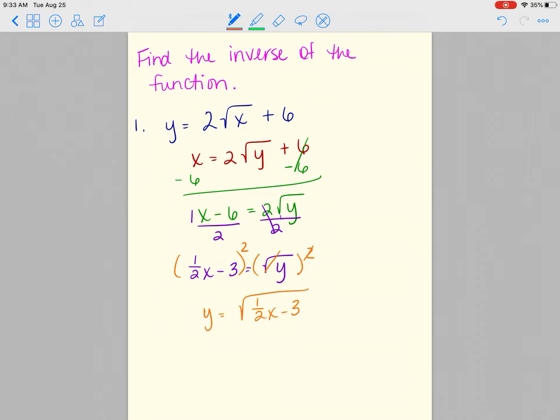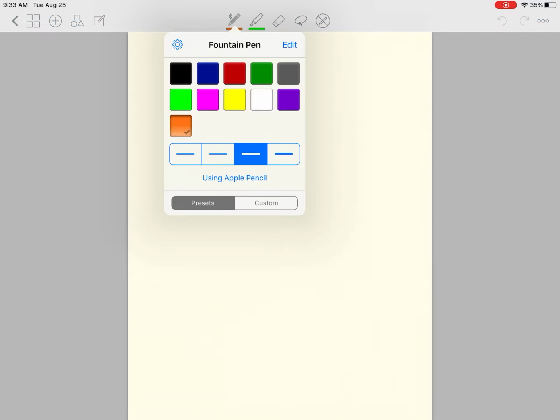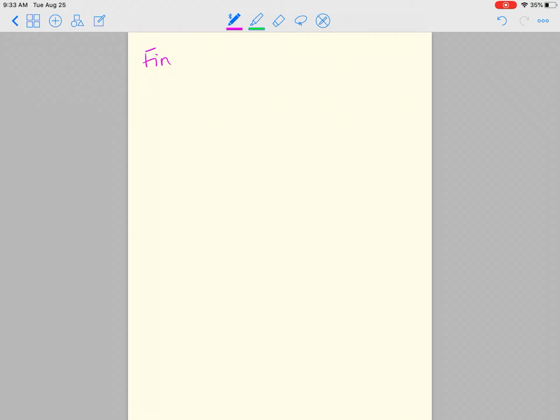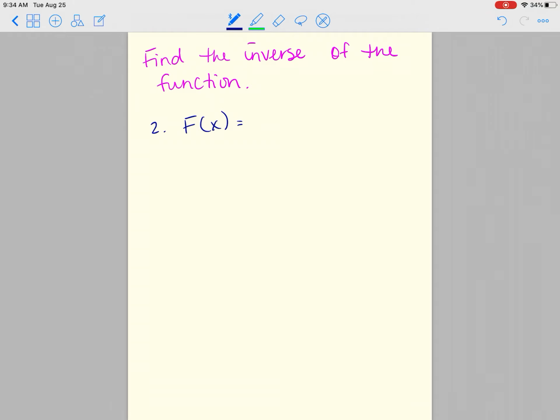And then the second problem was still to find the inverse of the function. And I'm going to make up another problem. I'm not going to do the exact one. I'm going to do one that is similar. Let's see. F of x equals, let's do the cube root of x plus 4.